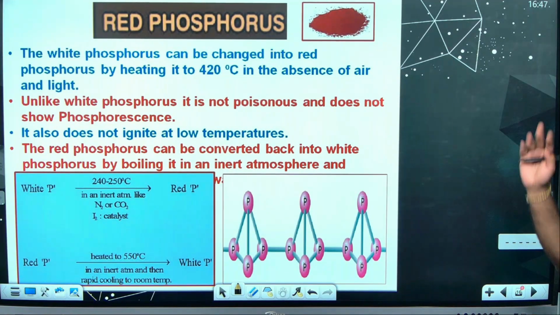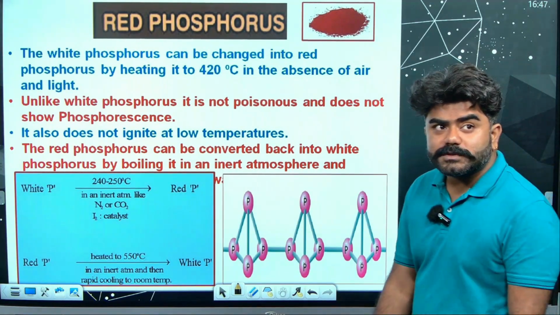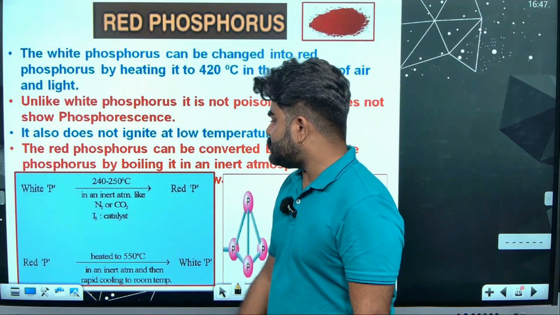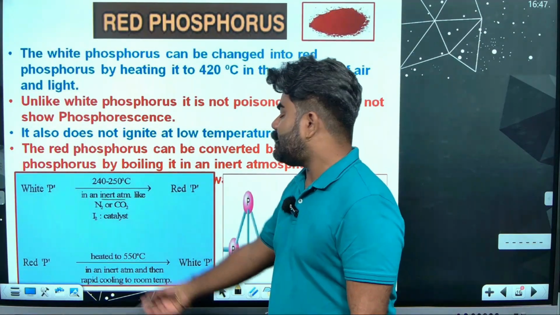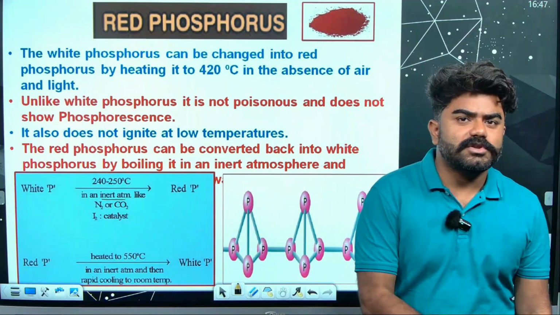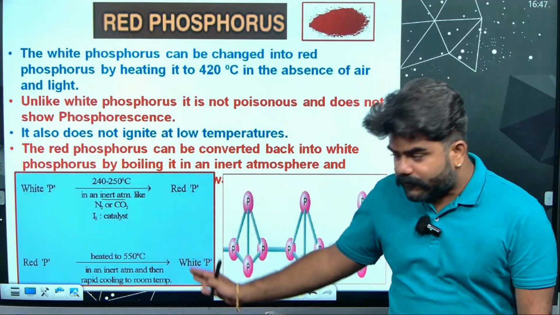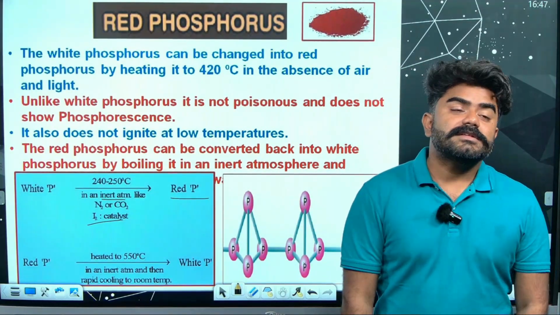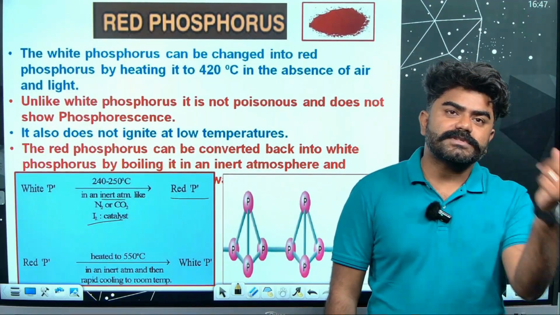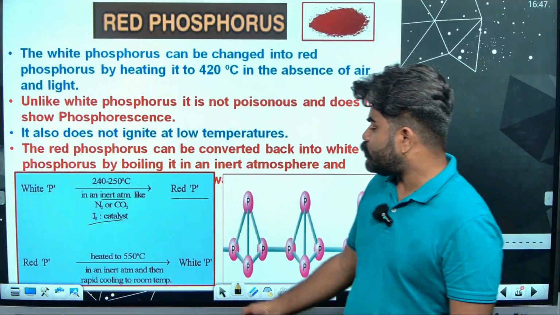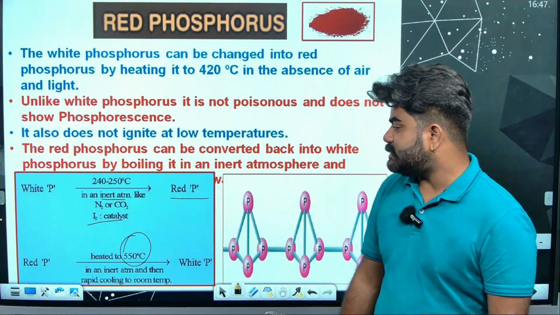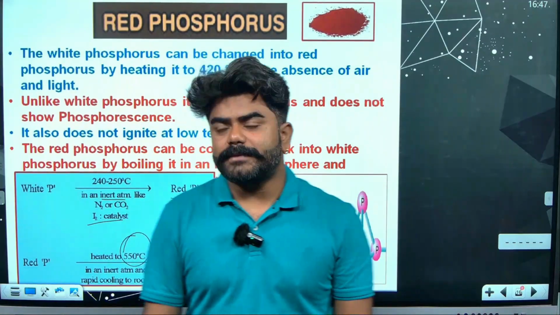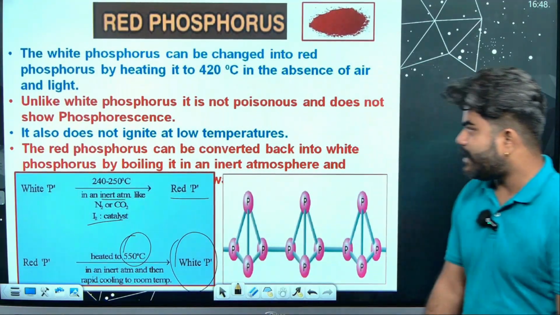Next, red phosphorus பத்தி பார்க்கலாம். How can we convert white phosphorus to red phosphorus அப்படின்னா, if you heat it around 240 to 250 degrees Celsius in an inert atmosphere like either nitrogen or carbon dioxide or argon atmosphere with iodine catalyst, you get red phosphorus. Suppose அந்த கிடைச்சிருக்க red phosphorus நம்ம திரும்ப white phosphorus convert பண்ணனும்னா, you have to heat it at around 550 degrees Celsius again in an inert atmosphere, and you will have to rapidly cool it to room temperature. You will get white phosphorus back.